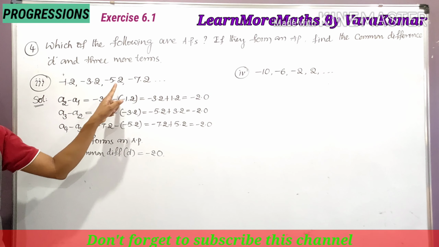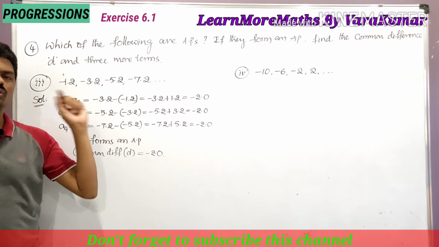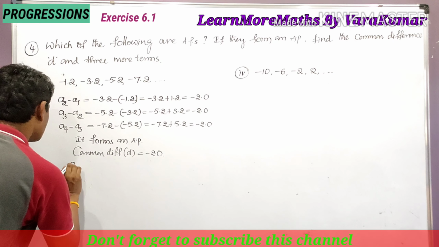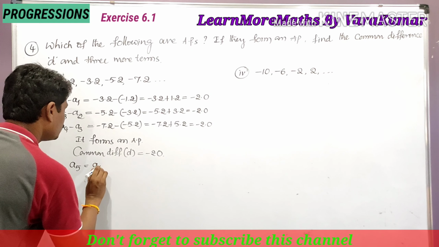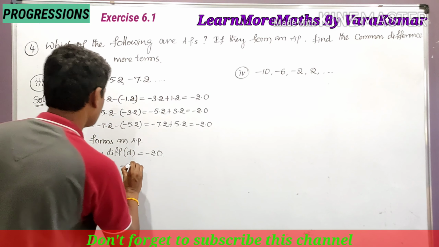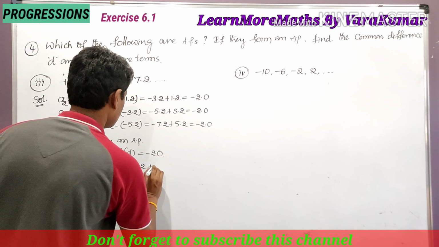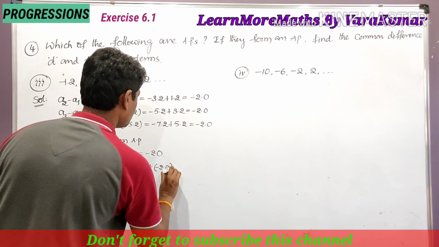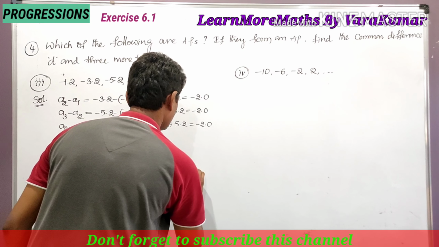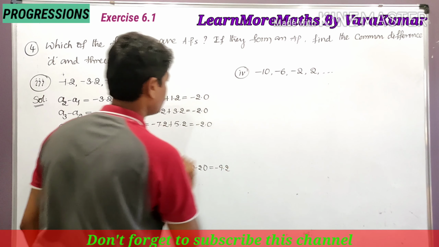Here there are 4 terms, A1, A2, A3, A4. So the three more terms are A5, A6 and A7. We have to find A5. A5 is equal to A4 plus D. We have A4 equal to -7.2, plus D, which is -2.0. So that is -7.2 minus 2.0, we get -9.2.